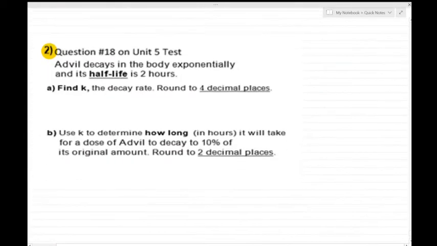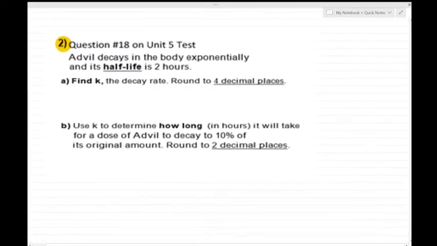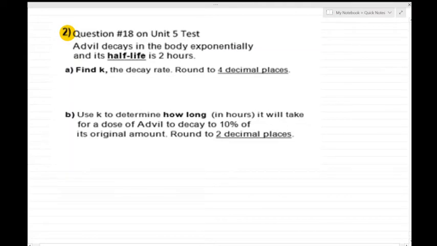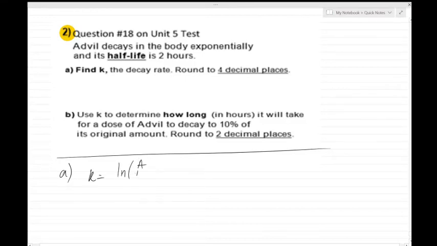Next, a question that might have come from test 5 for some people. The information is that Advil decays in the body exponentially, and its half-life is 2 hours. Find K, the decay rate, and round to 4 decimal places. If you remember from previously, K has a formula: it's ln of A over A sub 0, divided by T.